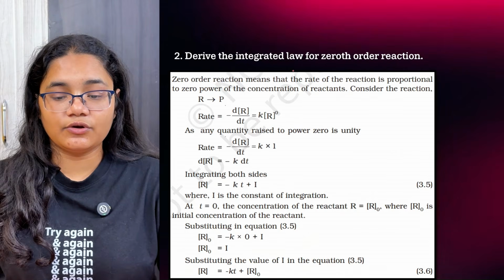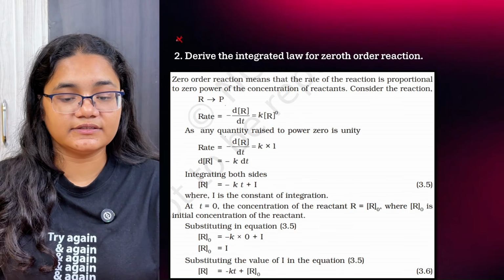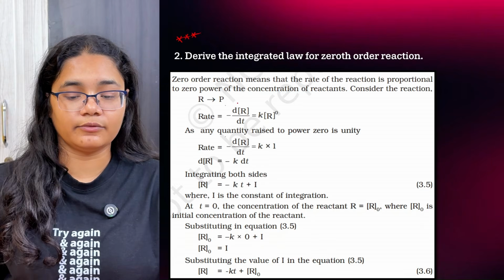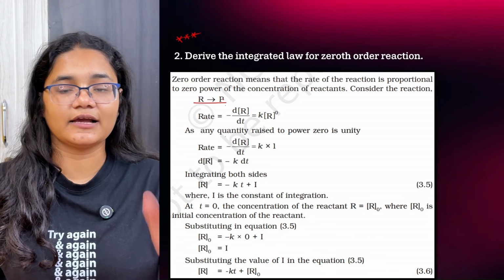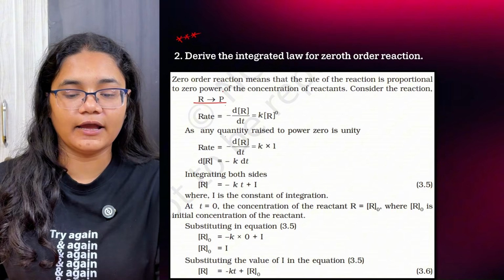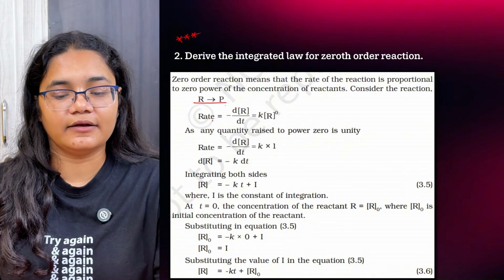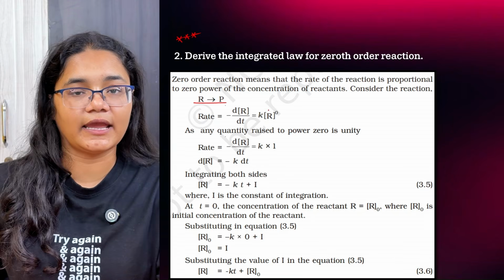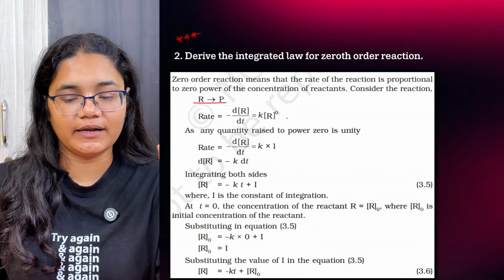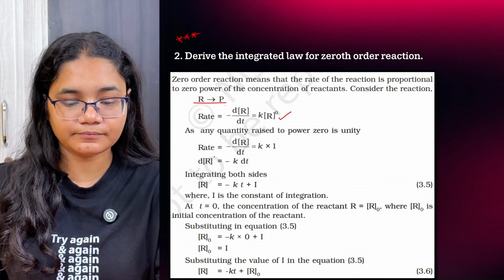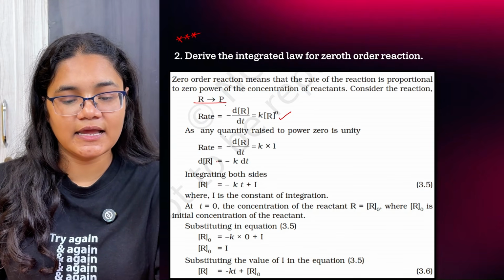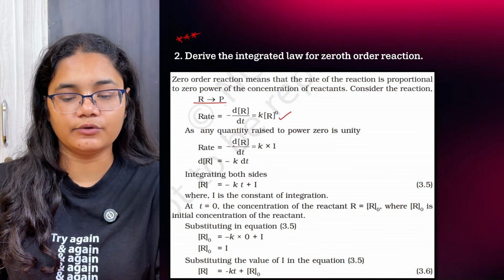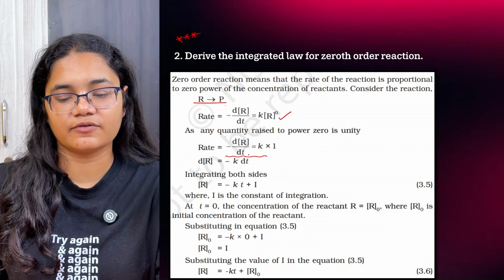Next is the derivation of the zeroth order law. This is a very, very important question. First of all, you have to assume any reaction R gives you P. Then according to the rate law, rate is equal to minus dR by dt, and rate is also equal to k into R to the power of 0. Equating these, rate is equal to minus dR by dt is equal to k. I will now just consider this part of the equation.